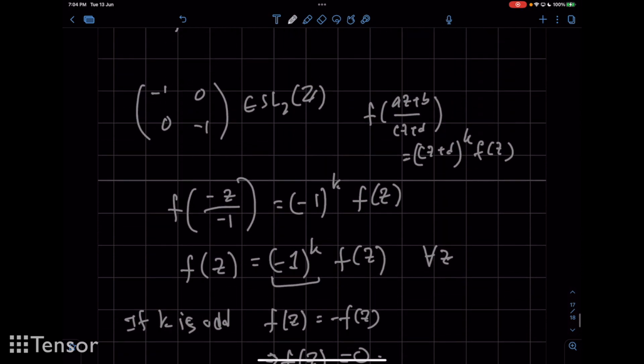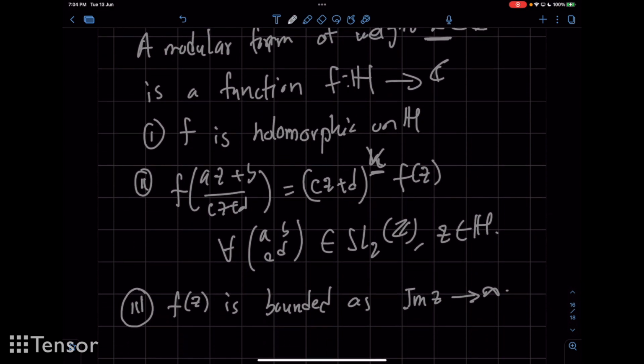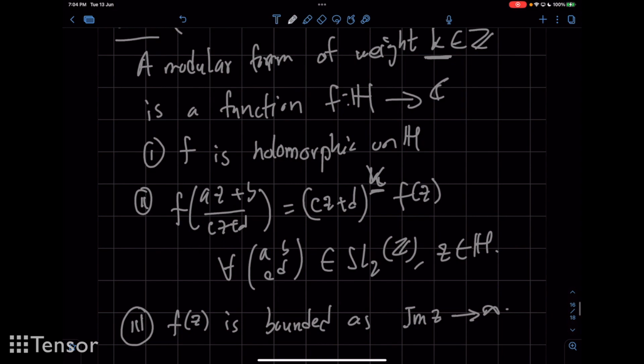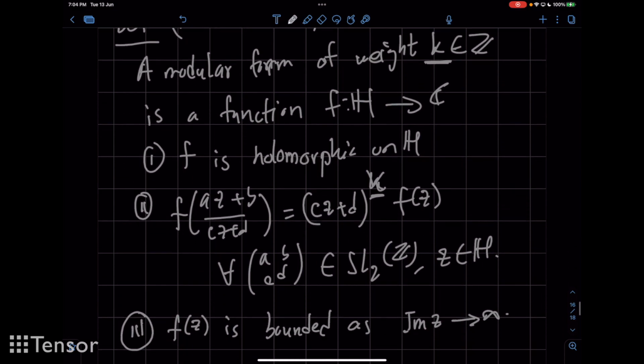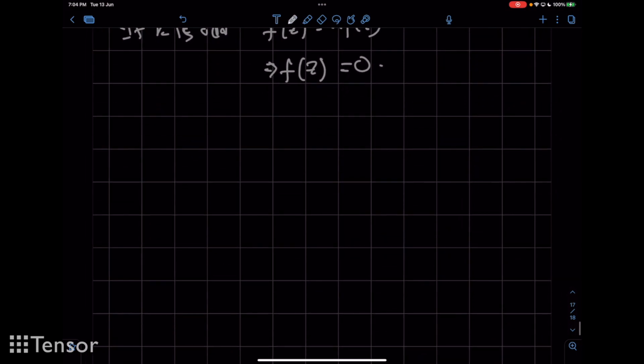As we discussed earlier, if we want to check whether a function is a modular form or not, we have to check infinitely many functional equations, right? So now we shall prove a lemma that will allow us to check only finitely many conditions if SL2Z has a finite set of generators.